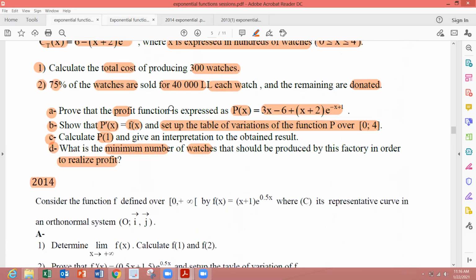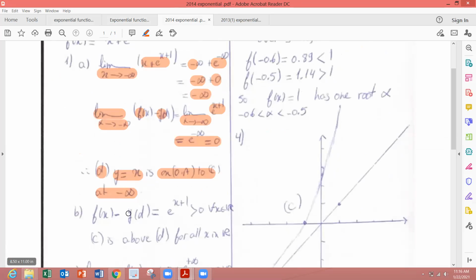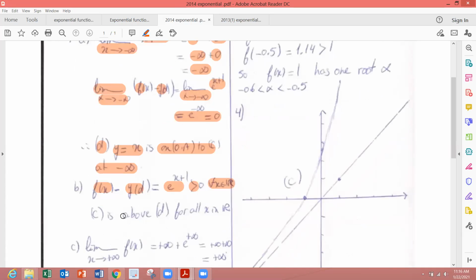Part B. Specify the position of C and D. What comes out as the position between C and D here? Above. Why above? Well, because f(x) minus y_D is positive. So f(x) minus y_D equals e^(x+1). Is the exponential always positive? It is positive for every x belonging to R. So C is above D for all x belonging to R.